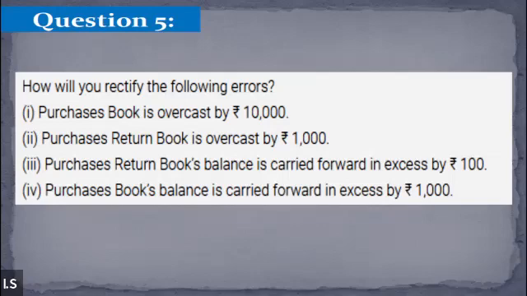So we will be talking about this question, and in this question we will also be talking about the suspense account. All right, so this is the question, and you need to rectify the following errors. The first error is: purchase book is overcast by 10,000, and then purchase return book is overcast by 1,000. Purchase return book balance is carried forward in excess by rupees 100. Then purchase book balance is carried forward in excess by rupees 1,000. So before moving forward, do you have any idea what is the meaning of overcast and undercast?